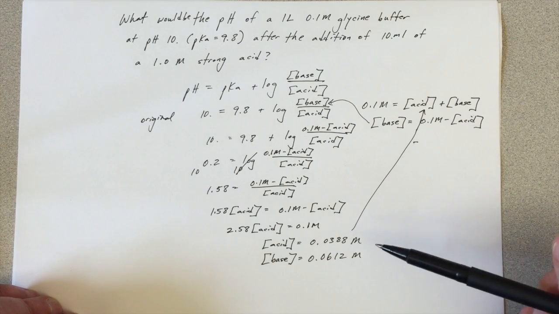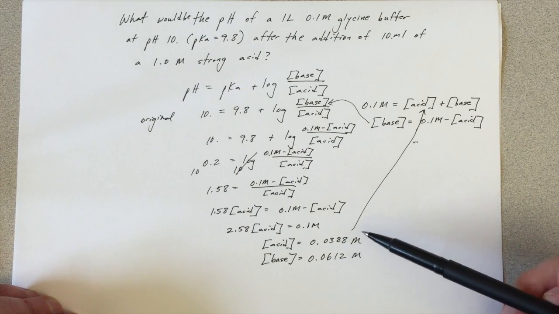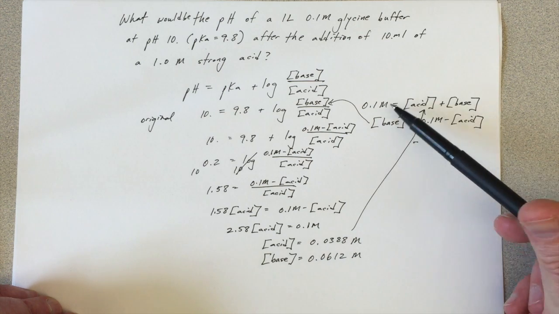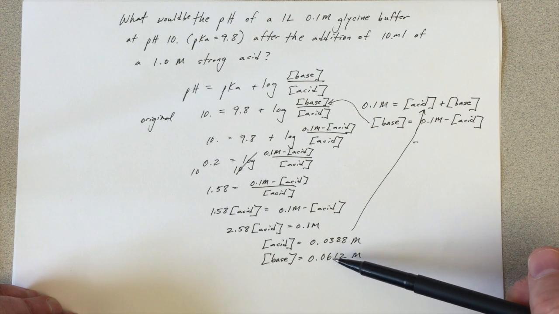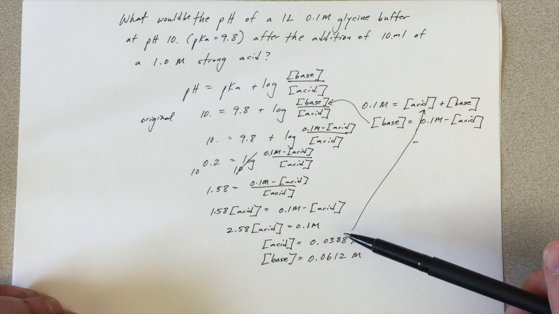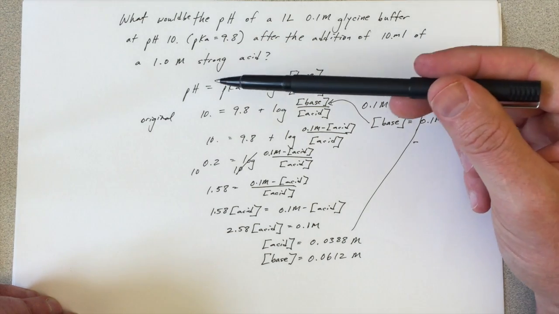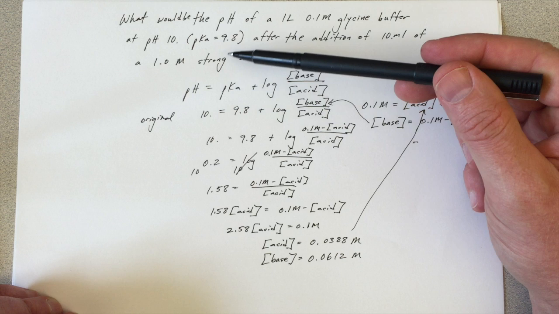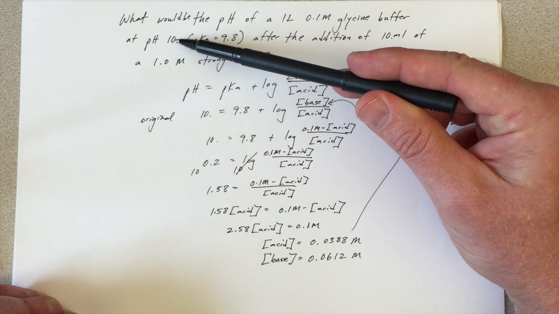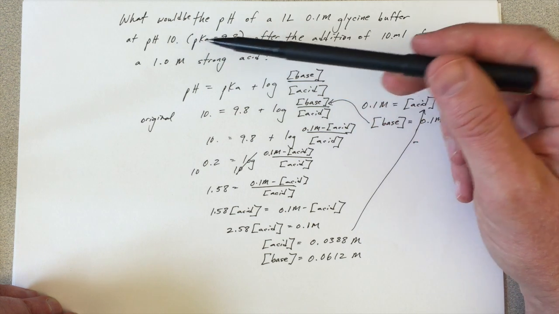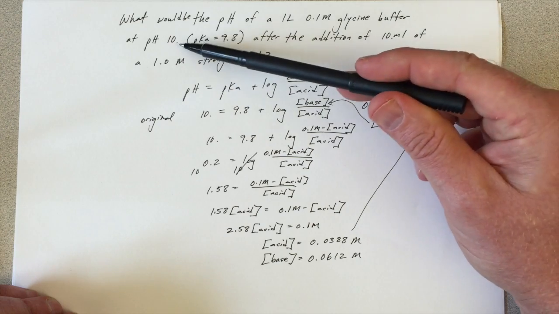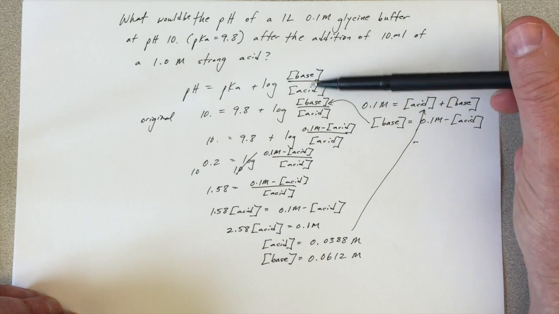Okay, now I'm going to step back. Does this make sense? Well, I've got a buffer here. The acid plus the base equals 0.1 molar. That's good. And it has more base than it does acid. Does that make sense? Well, I know my buffer pKa is 9.8. I want that buffer to be higher at pH 10, so I better have more base than I do acid, so I can bring that pKa up to a pH of 10 through this ratio.